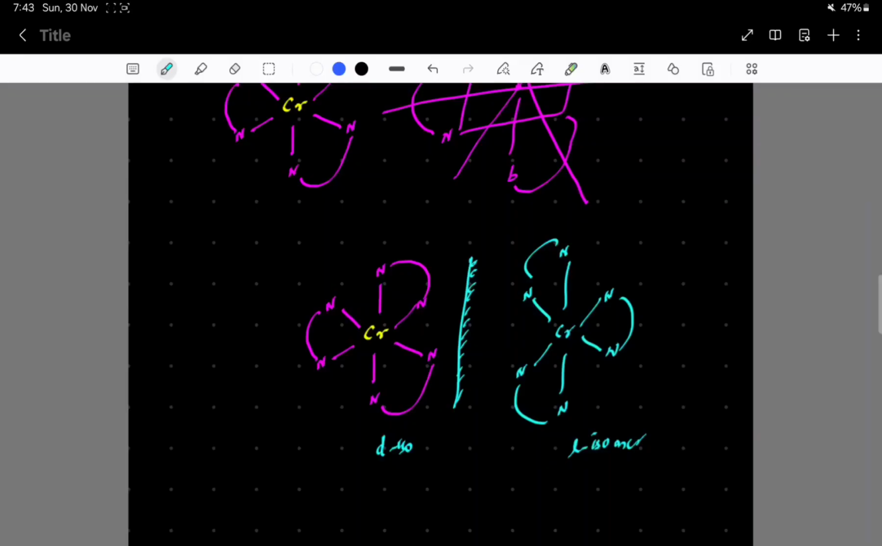Therefore, the possible number of isomers: how many geometrical isomers are possible? Only one geometrical isomer is possible, right? How many optical isomers are possible? Two, right? But how many pairs are present? Only one enantiomeric pair is present.